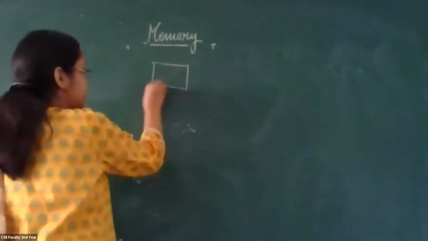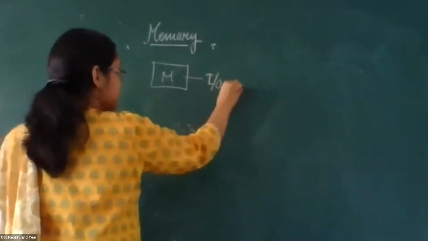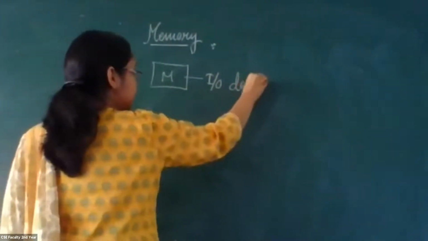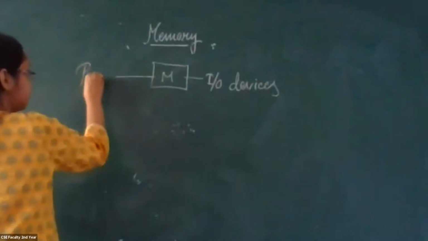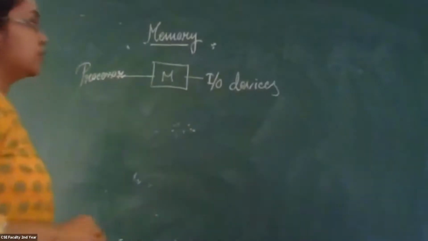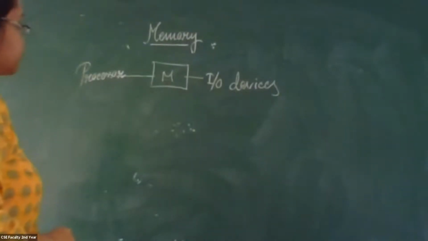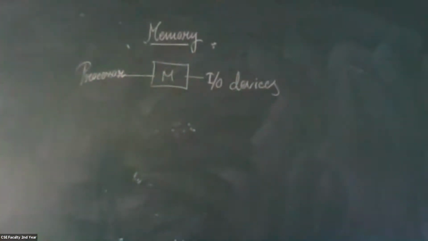First of all, we have to understand what are the different types of memory and how they are connected. Number one is input memory. It is connected with input-output devices, and it can be connected with the processor. So these are the two possibilities. Now, can you tell me how many types of memory are there?